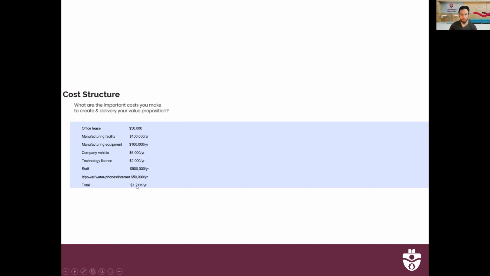And then at the bottom here, we just have a rough total of $1.21 million a year. I left out a lot of costs for this business model, not to prove a point, just to make it easier to explain how the cost structure goes. But this is generally how I would do it with the cost structure section.